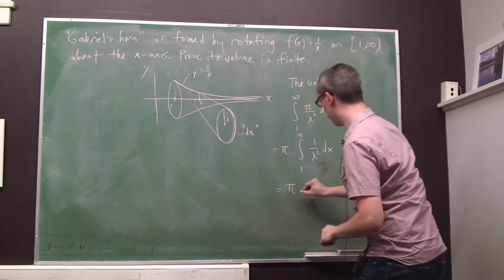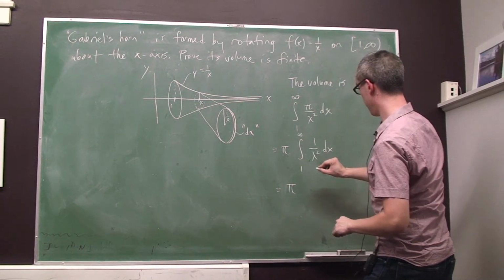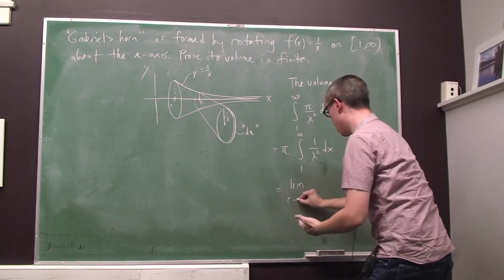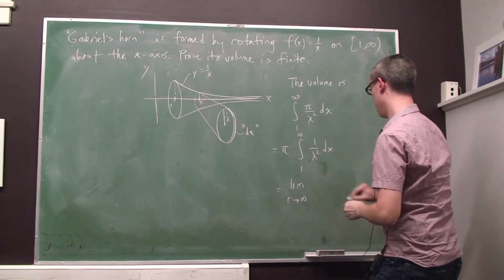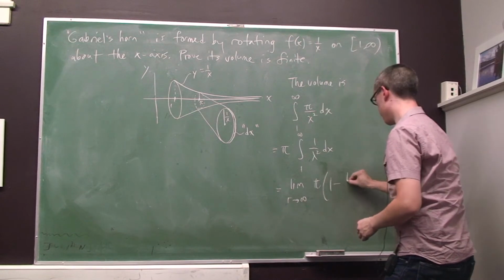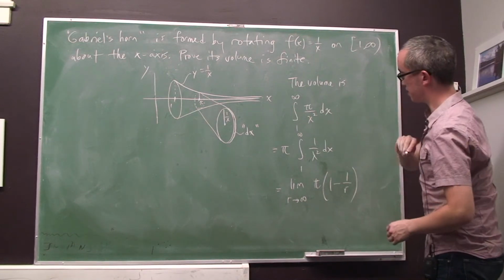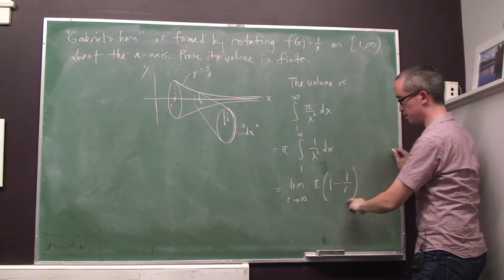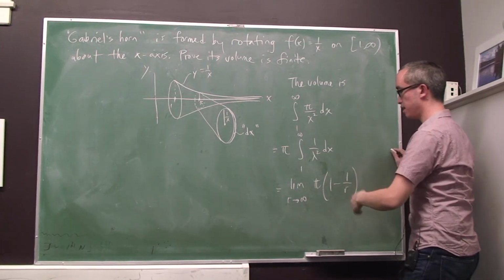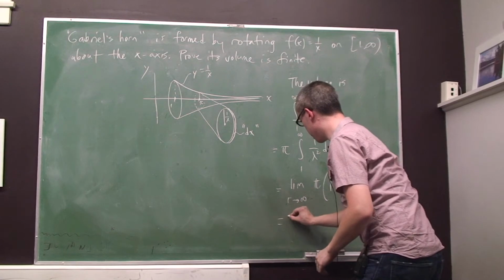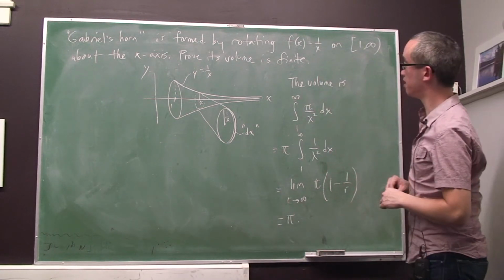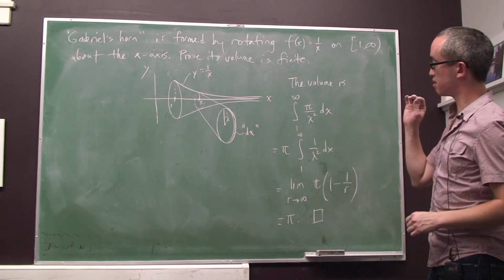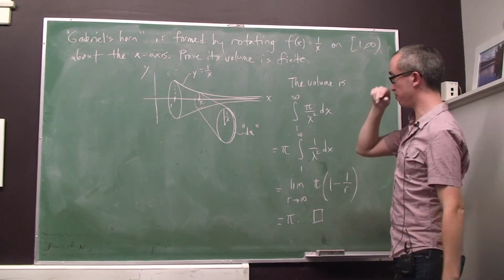We're going to end up with pi times, what do we have? We have the limit as, let's say, r approaches infinity, of pi times 1 minus 1 over r. And you can see that as r gets sufficiently big, this thing here gets arbitrarily close to 0. And so we just get pi. This thing has a volume pi, which is finite. So that constitutes the proof, right? We've now proven that its volume is finite.